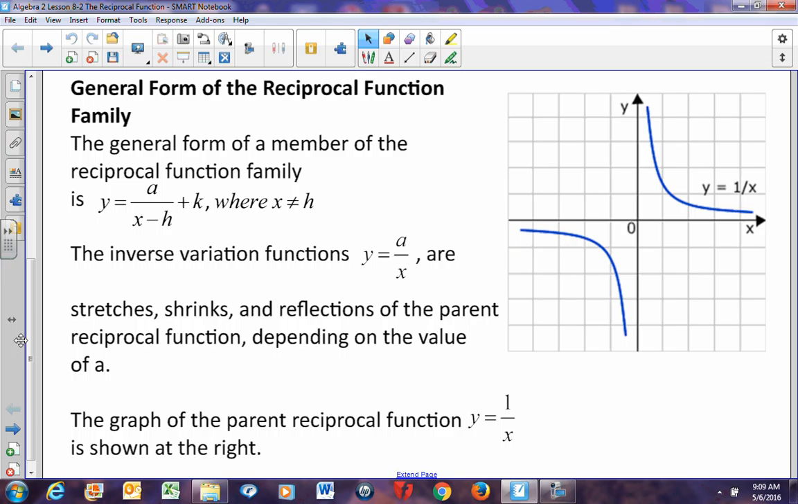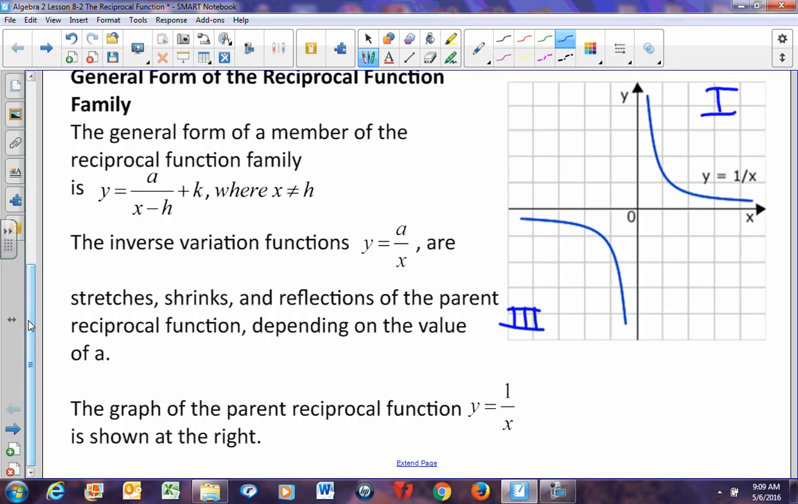Over here on the right, I have a graph of the function y equals 1 over x. That's the parent function. As you'll see, there are two branches. One branch in quadrant 1 over here, and one branch in quadrant 3 over here. All reciprocal functions will have two, or more, branches. The graph of the parent reciprocal function is the very basic function we will refer back to many times within this chapter and lesson.